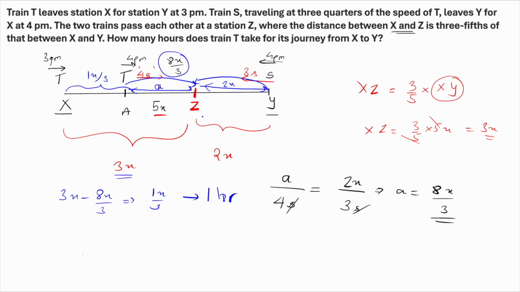And the question is asking how many hours does train T take from X to Y. To travel from X to Y, the train T covers a distance of 5x. Let the time be equal to t. The speed of the train T in both the cases is the same. So now there are two ways out.